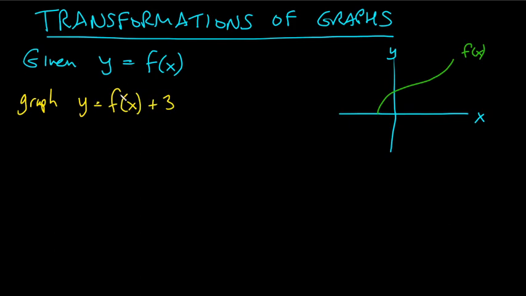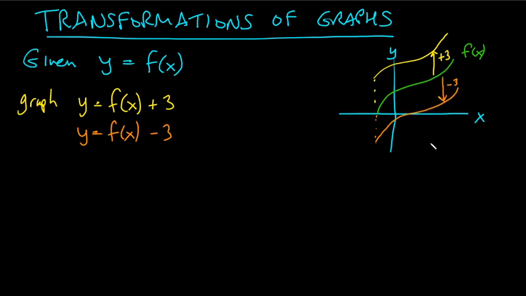Okay, so all we're doing is taking the graph and adding 3 to all the y coordinates, right? And that has the effect of just shifting this graph up 1, 2, 3 spaces. So it's the same graph, just moved up 3 spaces. Likewise, if you have f of x minus 3, you're subtracting 3 from all the y coordinates. So that just gets shifted down 3 spaces.